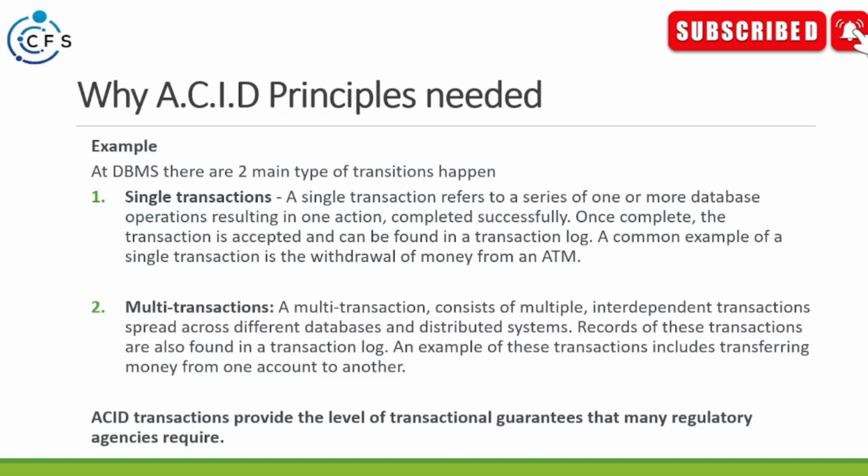I have two examples to discuss here. Let's suppose at a DBMS there are two main types of transactions. The first one is single transactions. In single transactions we refer to a series of one or more database operations resulting in one action. That is called a single transaction.